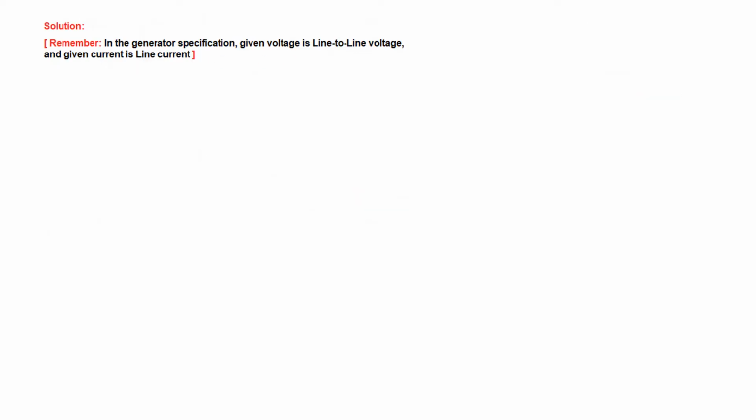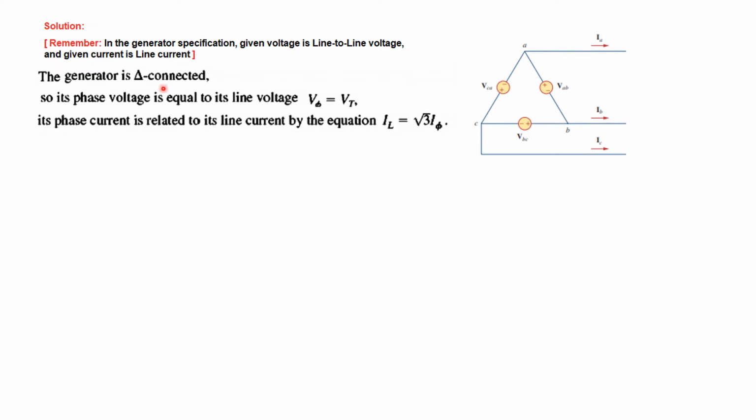Again, the generator is connected in delta, so its phase voltage is equal to line voltage. I hope you already know this, but just to give you an idea, this was the line voltage and this is the phase voltage. So in delta connection the line voltage and phase voltage are the same, but the line current and phase currents are different. The phase current is related to the line current by this equation: IL is root 3 times I phase. So you have to keep in mind that IL is more than phase current.